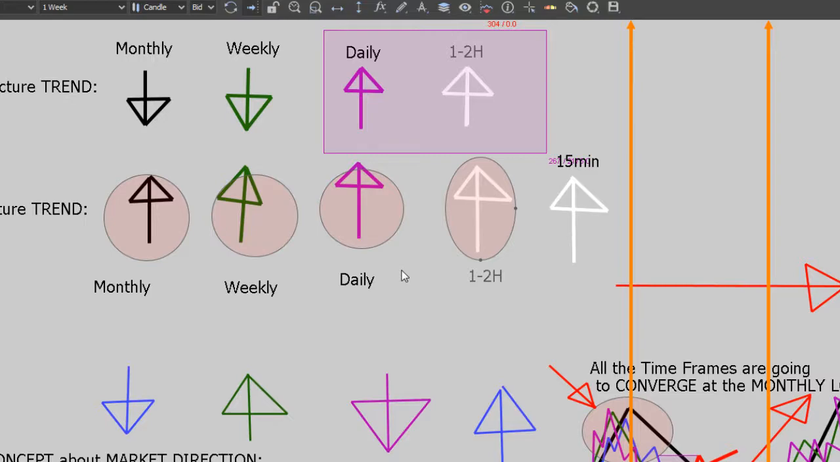NZD CAD, when the market finally decided to go short, the structure of all the time frames was down. NZD CAD, everybody, the monthly was down, still is, weekly was down, still is, daily still down, and 1 or 2 hour, I believe, is right now. All the structure is down. NZD CAD. Okay? Sometimes this happens.